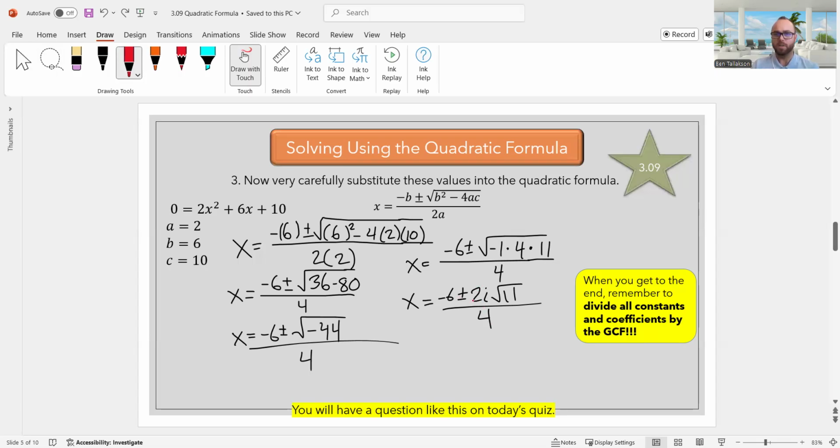So the coefficient here is 2. Constant here is 4. Constant there is negative 6. So 2 goes in here once, twice, and 3 times. Now let's write out our simplified answer. Negative 3 plus or minus i square root 11 over 2. There it is.